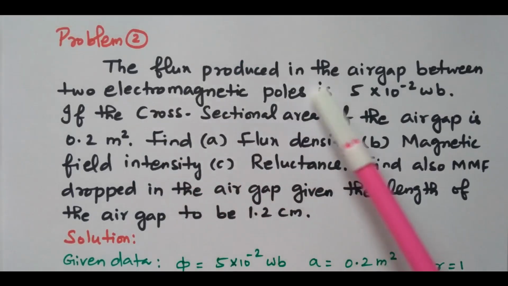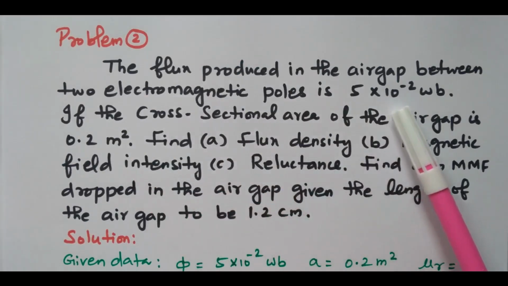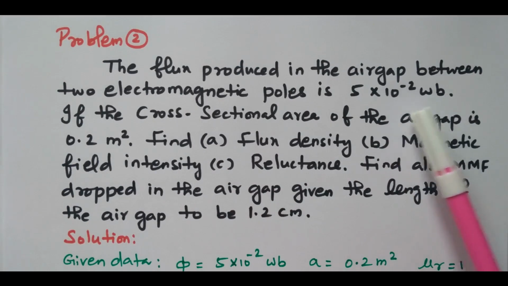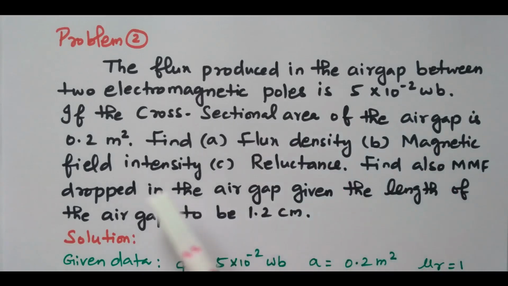The flux produced in the air gap between two electromagnetic poles is 5 into 10 to the power minus 2 Weber. The flux is the flux value between the air gap of two electromagnetic poles. The cross-sectional area of the air gap is 0.2 meter square. Then we need to find the flux density, magnetic field intensity, reluctance, and also the mmf dropped in the air gap. The given length of the air gap is 1.2 centimeter. For this air gap we need to find the mmf also.